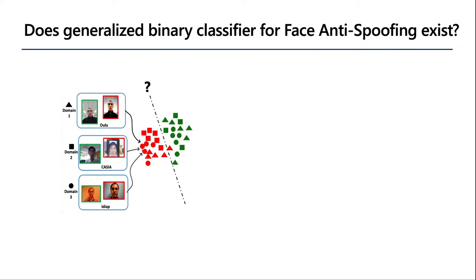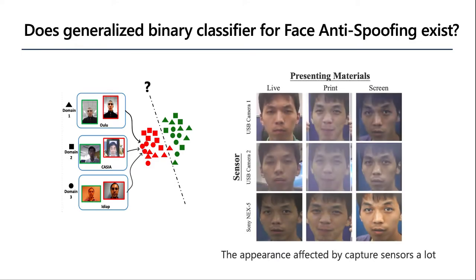We observe that the anti-spoofing cues and the textures from the presentation attacks are highly affected by the capture sensors. Using the dataset as an example, it captures live and spoof from very different sensors, so it is hard to distinguish between live capture from low-end sensor and spoof capture from high-end sensor.